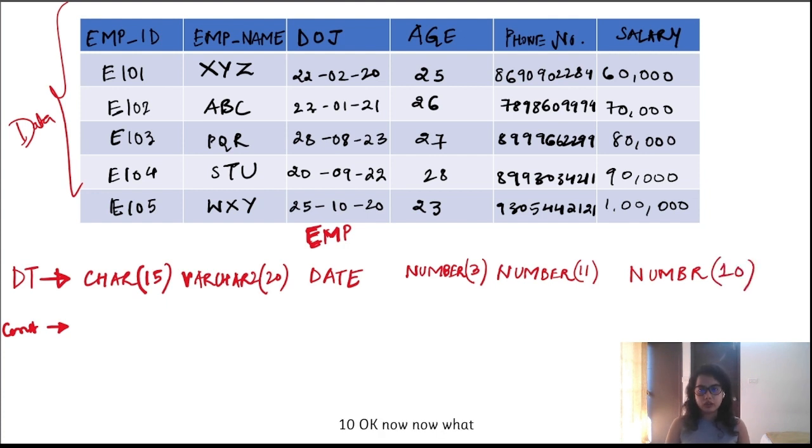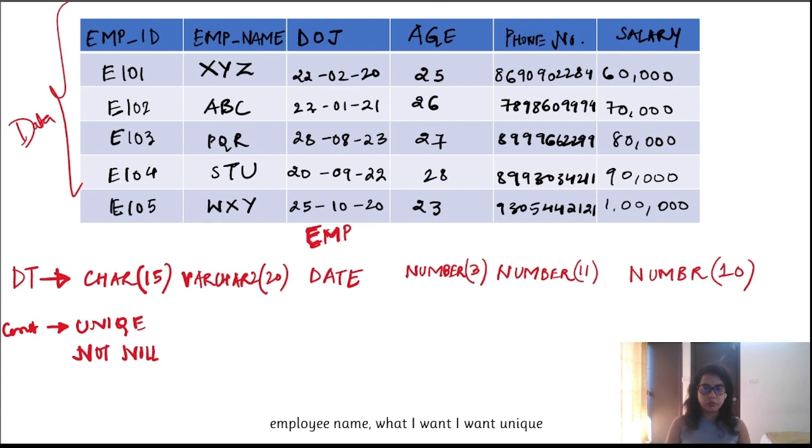Now what constraint can we give to employee ID? I want my employee ID to be unique, right? For that, I give unique. Next, I don't want a null value in my employee ID, so I give one more constraint, which is not null. And these are the two constraints I want to give in my employee ID column.